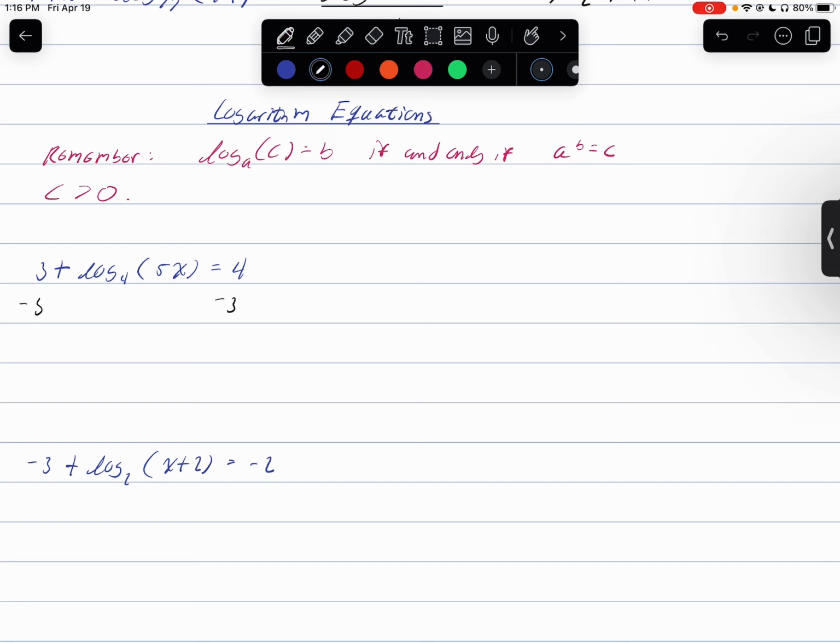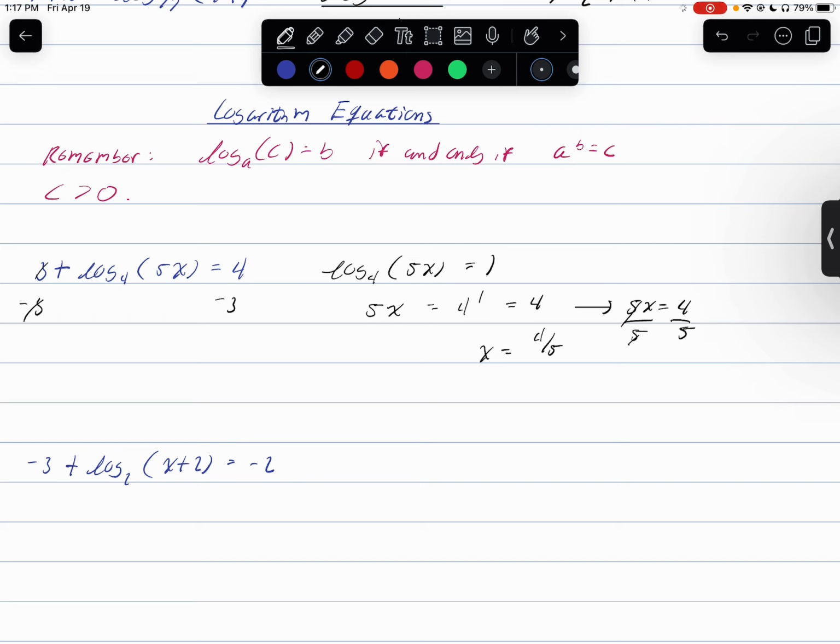Now remember our rule here. Log base a of c is equal to b if and only if a to the b is equal to c. So we can rewrite this as 5x is equal to 4 to the 1, and 4 to the 1 is just 4. That gives us 5x is equal to 4. Then we can divide both sides by 5, and we get x is equal to 4/5.